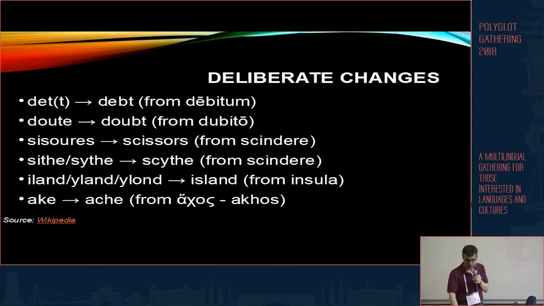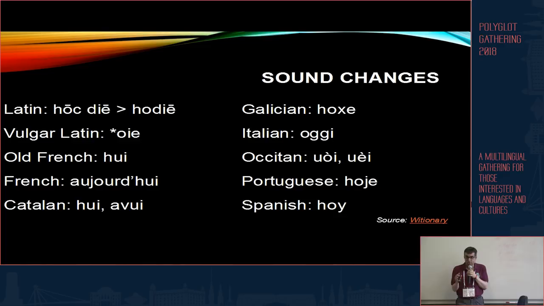And these are some more examples. From doubt, unnecessary B. The C in scissors doesn't need to be there, because people thought it came from the Latin scindere, to cut, but it doesn't actually come from there. It doesn't matter anyway. And size, islands, that S in islands doesn't need to be there. And H, now why CH? Why not just keep the K? It'd be easier.